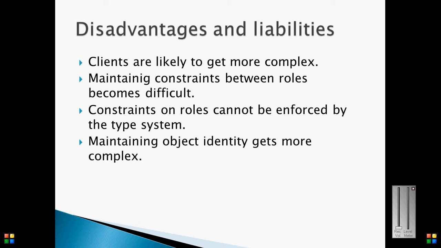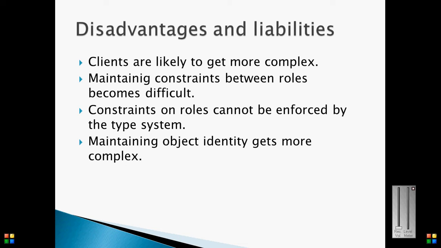Disadvantages and liabilities. Clients are likely to get more complex, because working with an object through one of its concrete role interfaces implies slight coding overhead compared to using the interface provided by the component interface itself. A client has to check whether the object plays the role in question. If it does, the client has to query the role. If it does not, the client is responsible for extending the core object in its specific use context, provided that the core object actually can play the role.